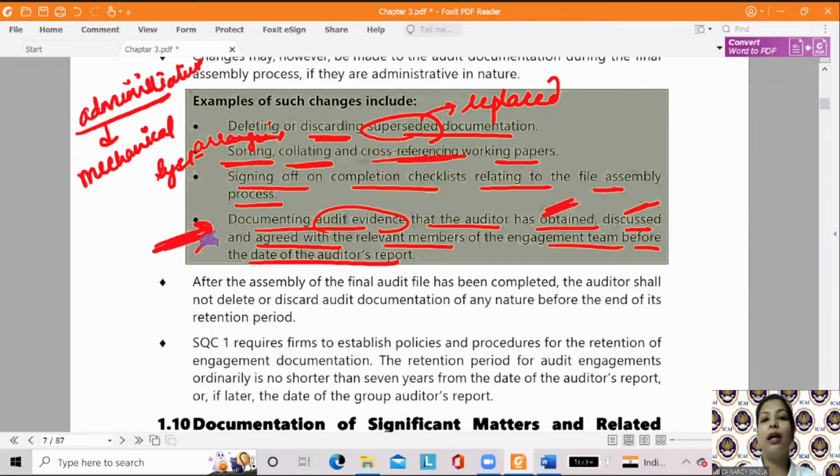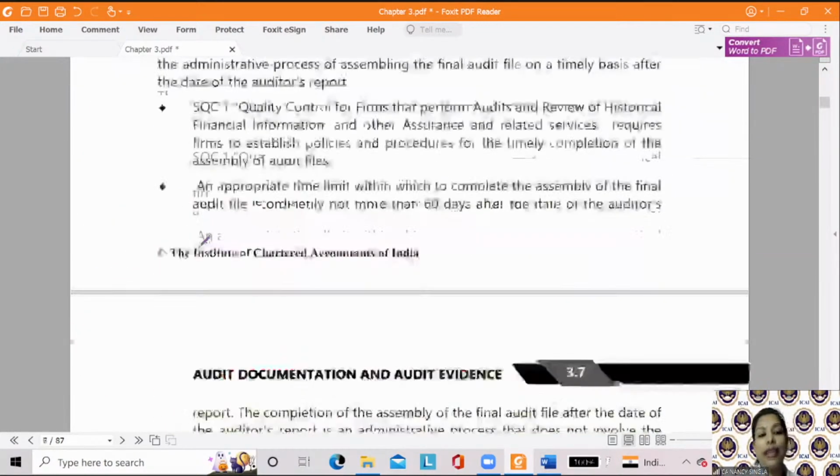We are only documenting it, putting it in the file. So as such, no new audit procedures are performed now. Only mechanical type of work has been performed. Okay. Now, what is the time limit?